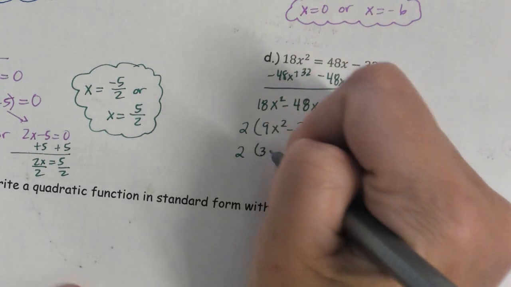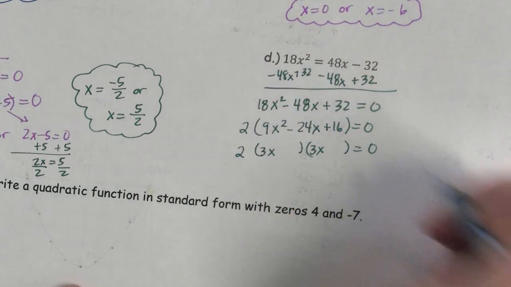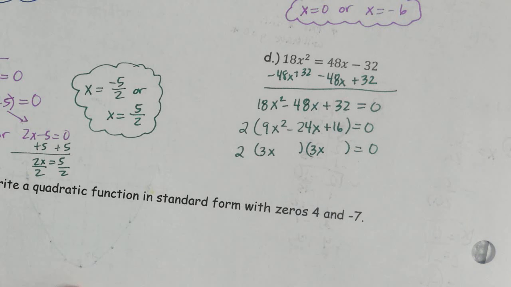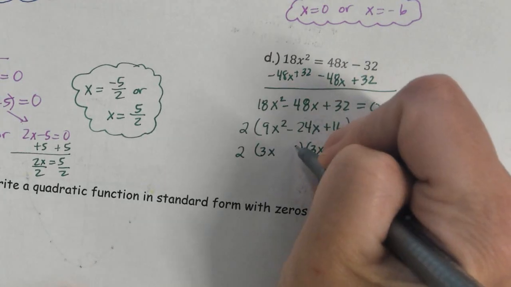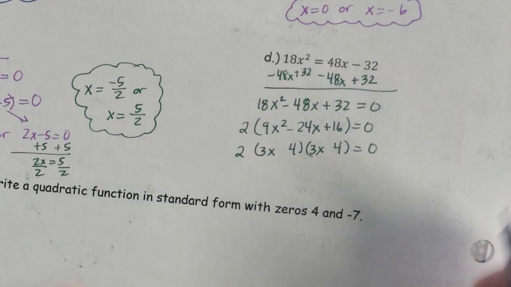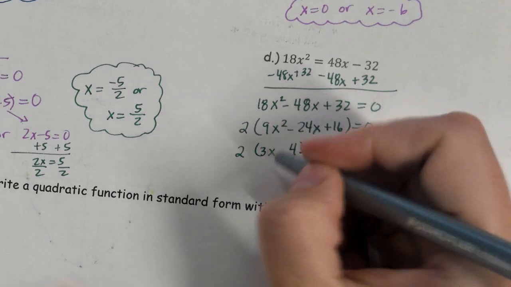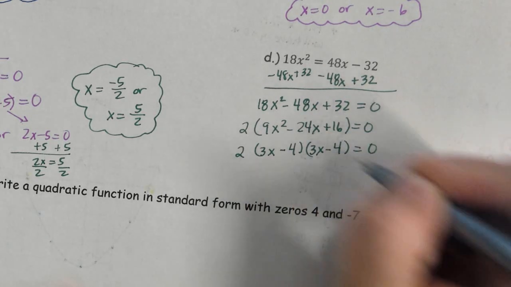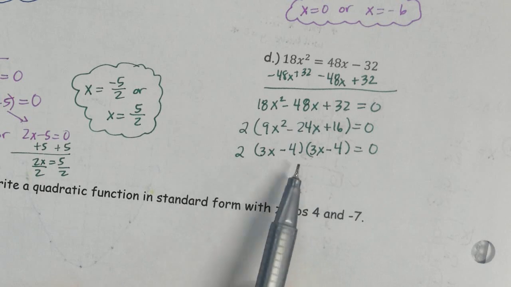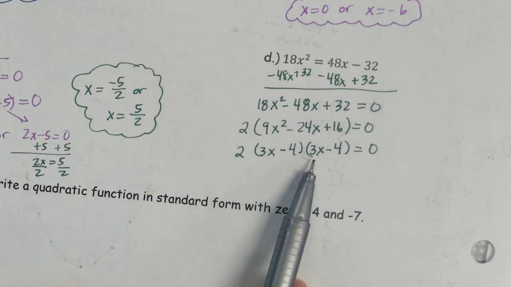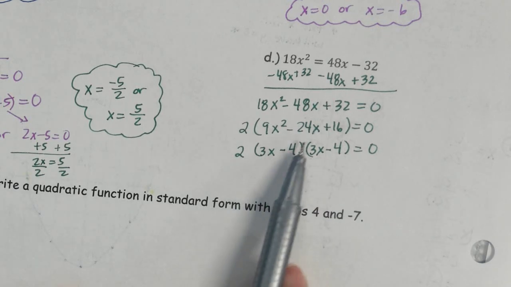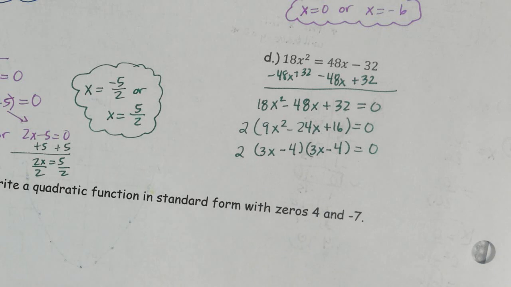So let's see if this is a perfect square trinomial. Let's split it up into 3x and 3x, and then 16 would be 4 and 4. The signs have to be the same, but because the middle is a negative, this will be a negative. Let's check. So in the middle, I have negative 12x. On the outside, I have negative 12x. Will that be negative 24x? Yep.